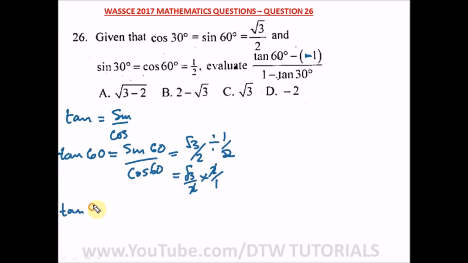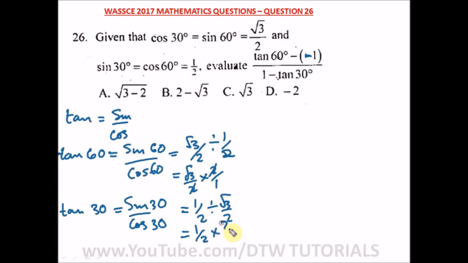Now how do we get tan 30? Tan 30 is the same as sine 30 over cos 30. And sine 30 is half. So it's 1 over 2 divided by cos 30, which is root 3 over 2. So we have to invert this: 1 over 2 times 2 over root 3. So when we cancel out, tan 30 is 1 over root 3.